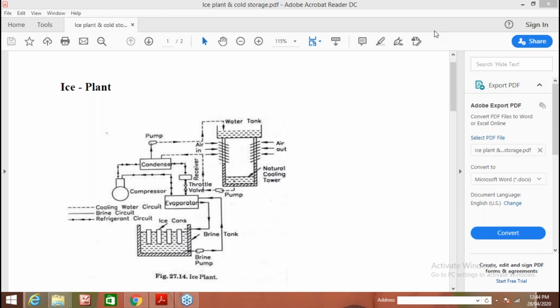And again, this cool water is used as cooling water for the condenser. Okay. After the condenser, high pressure liquid ammonia goes to the throttle valve where its pressure decreases. This low pressure liquid ammonia goes to the evaporator for taking heat from the brine. Generally, sodium chloride or calcium chloride is used as brine, as it is less hazardous or less injurious. Okay, because brine is in direct contact with ice.